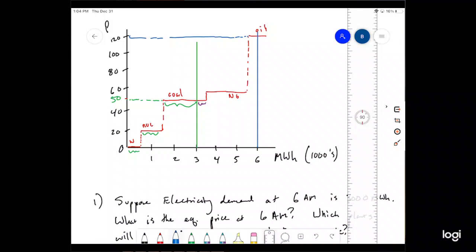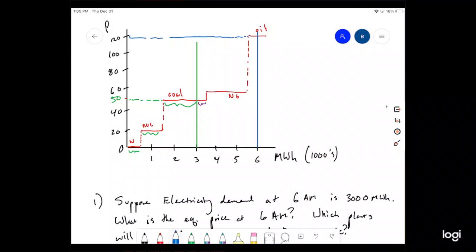So we see an outward shift in the demand function from early morning hours to the peak hours, and that's going to cause the wholesale price to go from $50 per megawatt all the way up to $120 per megawatt in the peak periods.